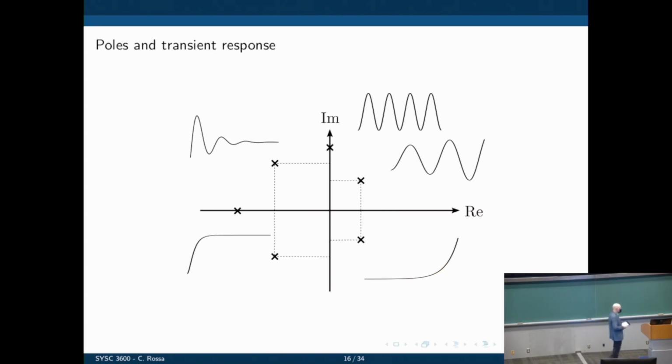So let's do a summary here of everything. Poles and the transient response. So the first case we had was two distinct real poles. And this case was for zeta greater than 1, what we call the overdamped system. Two distinct real poles.